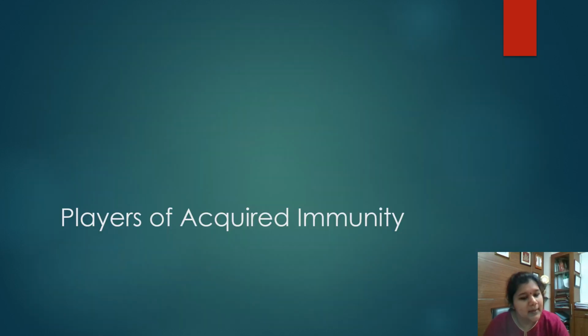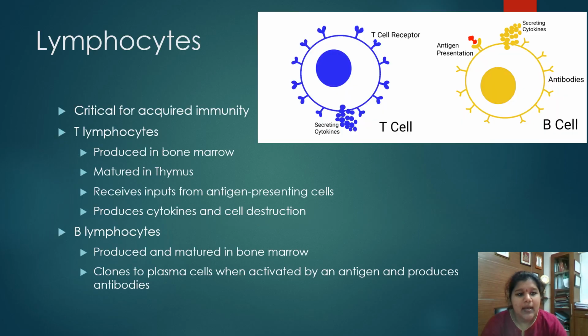We'll go into detail about the players of acquired immunity. The players of acquired immunity are mainly lymphocytes. They are either T lymphocytes or B lymphocytes. T lymphocytes are cells that are produced in the bone marrow but matured in the thymus. They acquire the knowledge of immunity at the thymus. That's why they are T lymphocytes. They receive inputs from various antigen presenting cells such as macrophages, dendritic cells, B cells, etc. After receiving inputs from the antigen presenting cell, they produce cytokines and thereby cause cellular destruction.